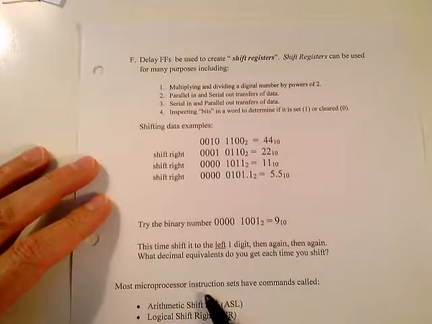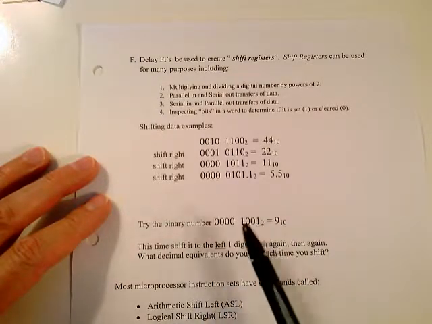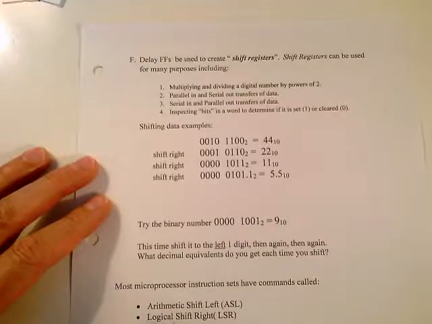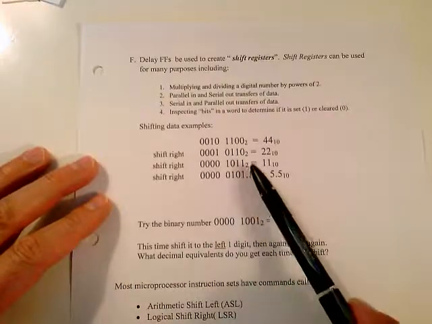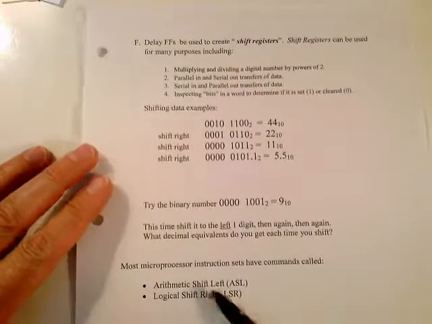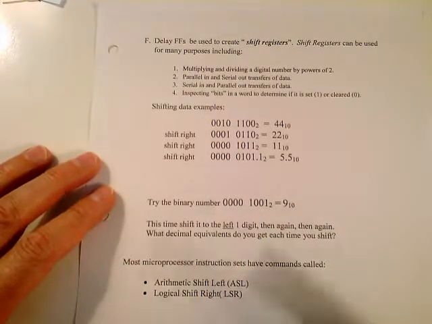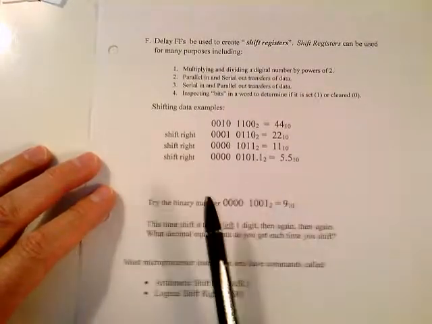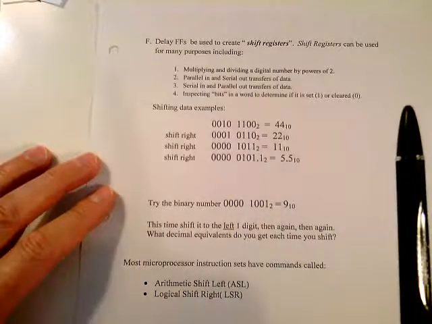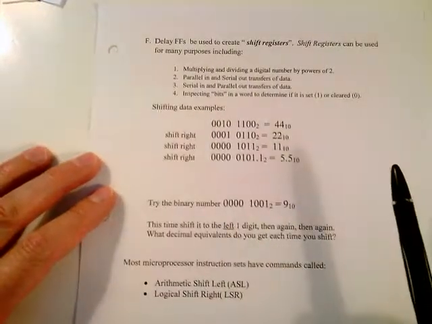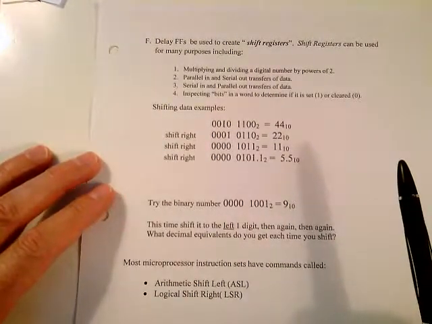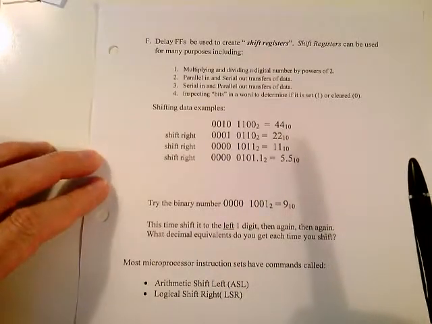Most microprocessor instruction sets have commands called arithmetic shift left and logical shift right. You'll see this in your microprocessor classes. So you can use shift registers to shift numbers to the right, to divide by powers of 2, and to shift to the left, to multiply by powers of 2.